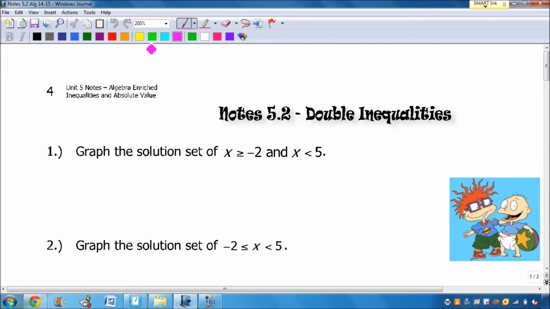All right, we are on page 4, notes 5.2. We will be talking about double or compound inequalities.